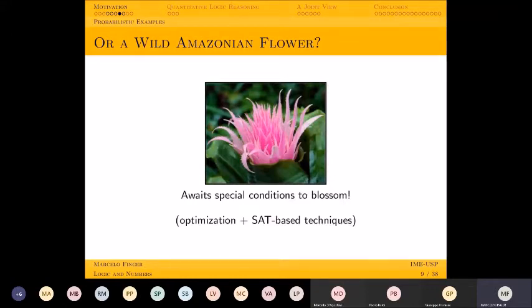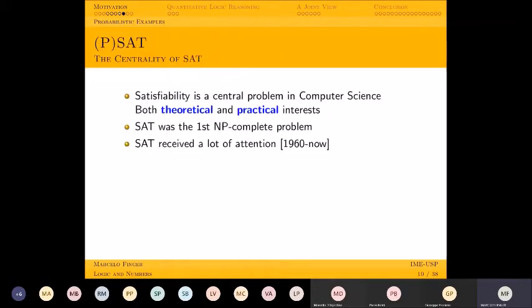The special conditions for probabilistic logic are to have very good linear algebraic optimization tools together with very well-developed SAT-based techniques. When you put the two of them together and not separately, then you have the good conditions for us to solve probabilistic logic in practice. So I want to show you why, okay?